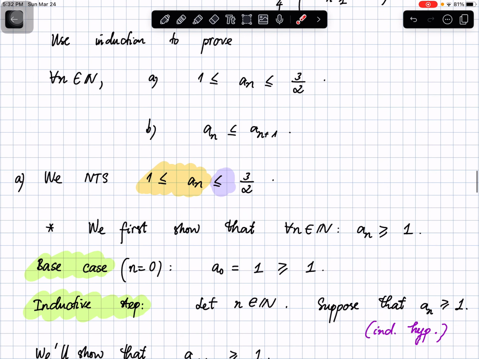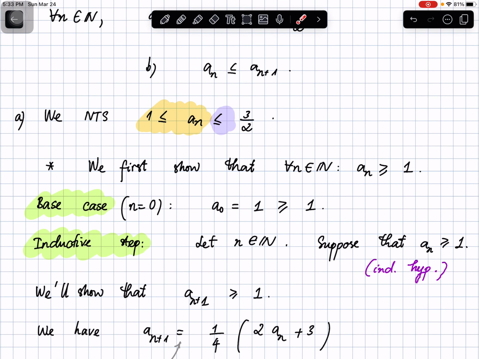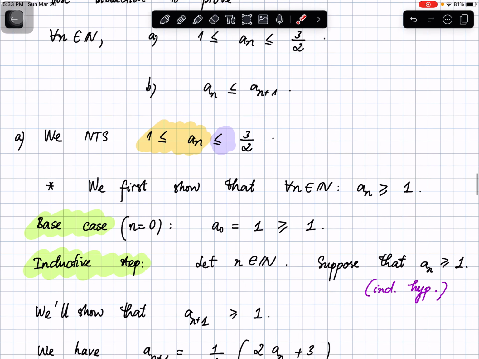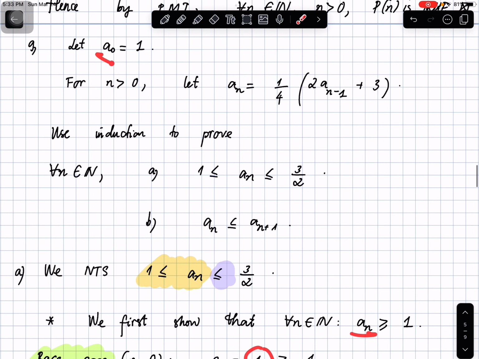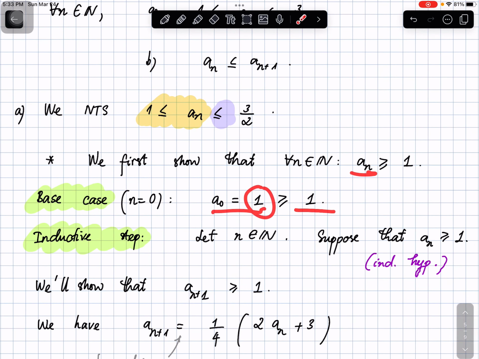Okay, so for the first step, we need to prove two inequalities. The first inequality is a_n greater than or equal to 1 for all natural number n. We do it by induction as follows. We need to show that for all natural number n, a_n is greater than or equal to 1. The base case is n equal to 0, because we need to show it for all n in the natural numbers. So n equal to 0. a_0 is 1 by definition, and 1 is greater than or equal to 1. So a_0 is greater than or equal to 1. So the base case is true.